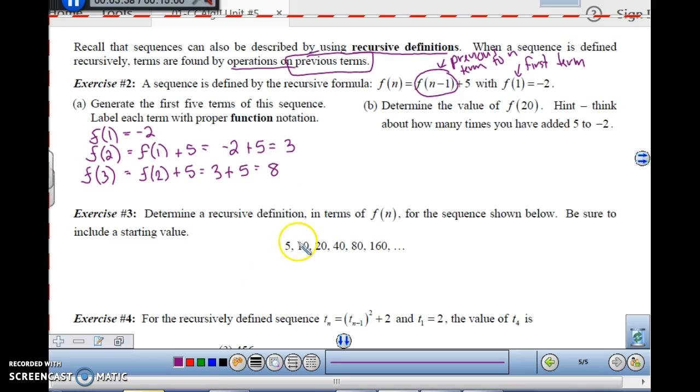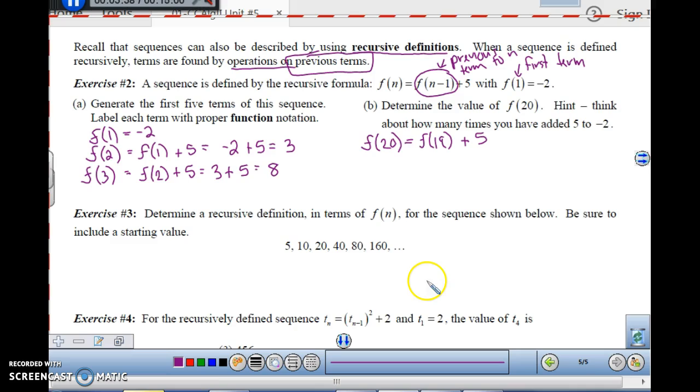So there we go. All right, so the proper function notation when you're doing this, you have to be very, very careful. You have to understand that n minus 1 means the previous term to whatever term that you're on. Okay? So if I wanted to do f of 20, I need to know which term. I need to know the 19th term, and then add 5 to it, correct?